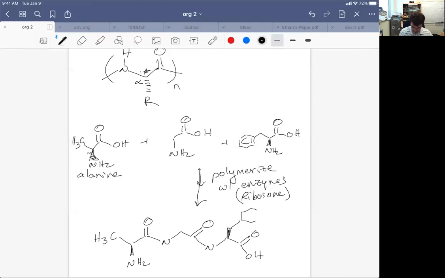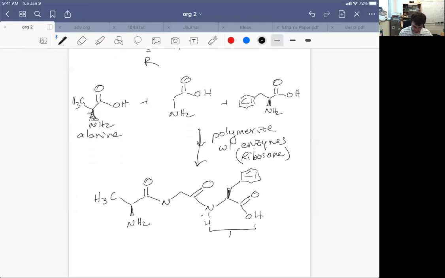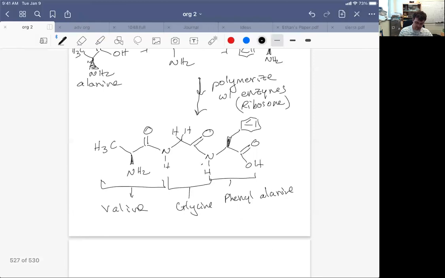So here's our phenylalanine. We can tell because we've got that CH2 into a benzene ring. When we have two hydrogen atoms, that then becomes glycine. And then over at the end here, we've got our valine. Now with the peptide chain, we typically have an end to the polymer.